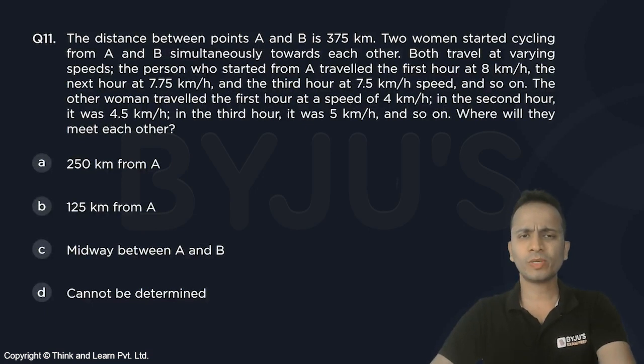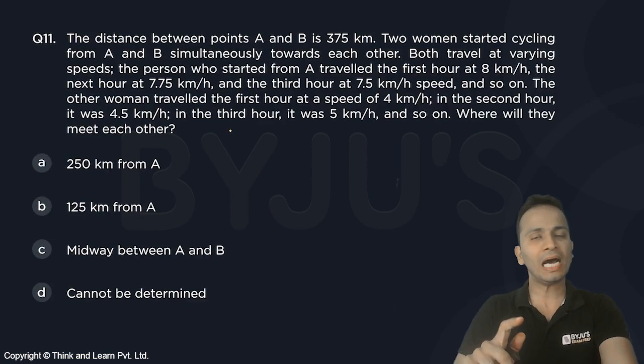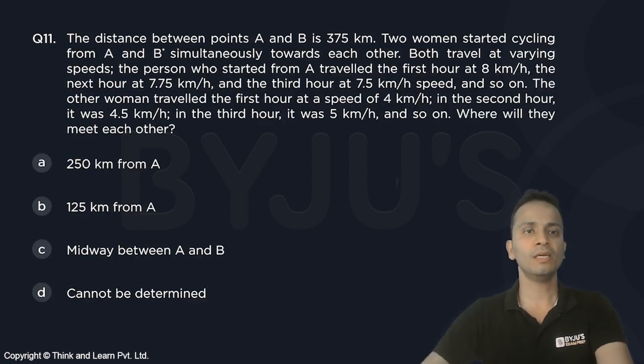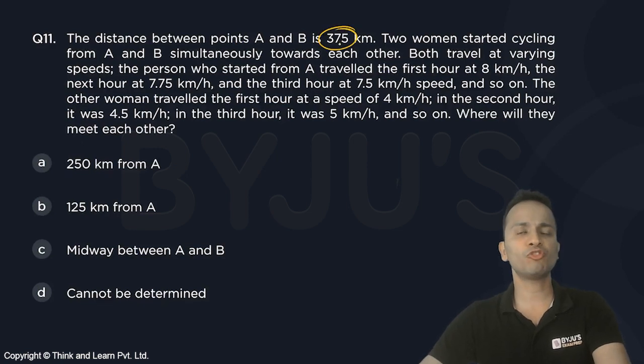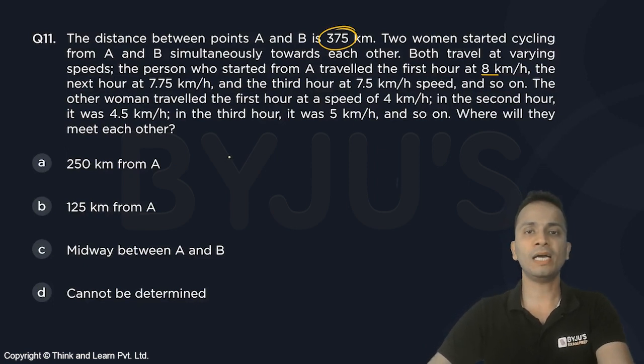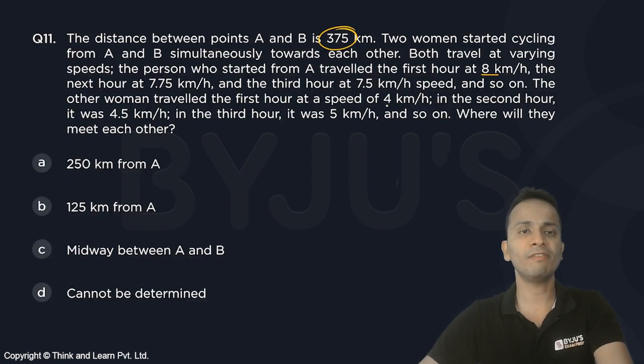Now, I consider this one a good question as far as the calculations are concerned. So you must understand how the answer is calculated. The distance between the points is 375. The first woman, starting from A, traveled at a speed of 8, and the other woman, who started from B, traveled at a speed of 4. So 8 and 4 are the speeds in the first hour.